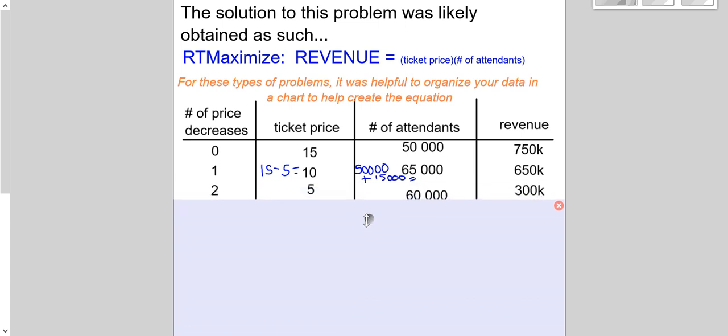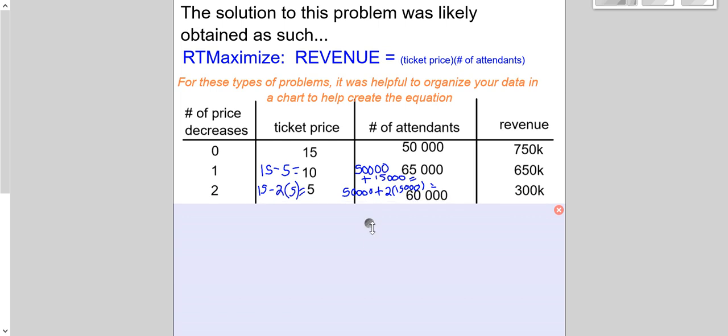So then you kept the pattern going. You said, okay, what if I had two price decreases? So how did I get $5? I would have said, okay, 15 is what we started with. Now we're doing 2 times -5, and that gave us $5. But what did we do to the attendance? We started with the 50,000 and we added not 15,000, but two increments of 15,000, which is 30,000, and that's where we got the 60,000 from.